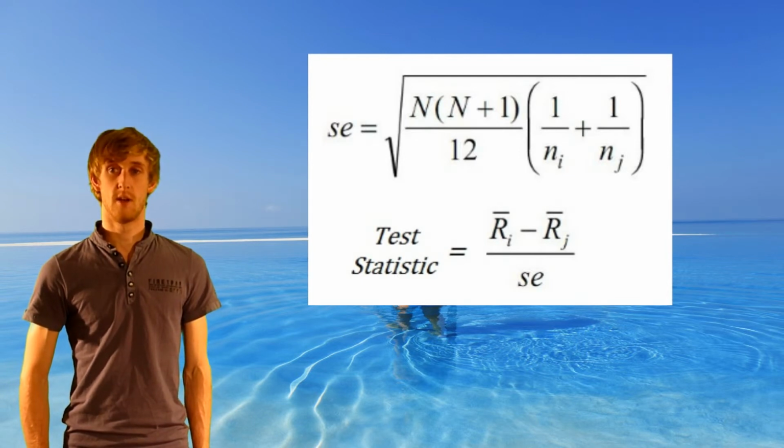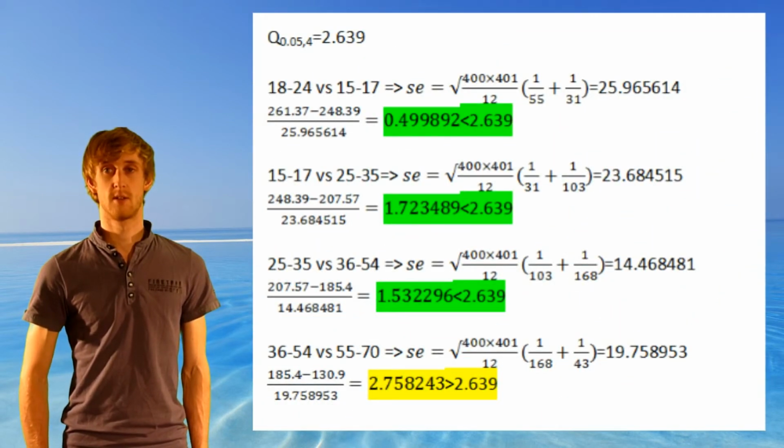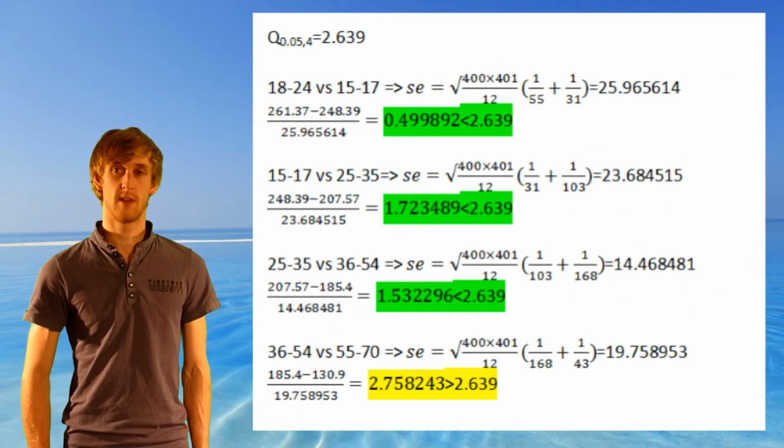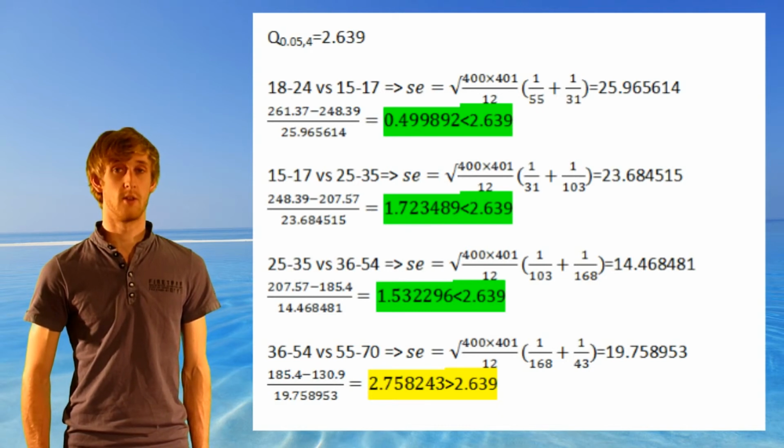After all this has been done, we look at the results. Thanks to the post hoc test, we can see that the groups 15 to 17, 18 to 24, 25 to 35 and 36 to 54 all have an equal median, and that the group 55 to 70 has a different median.